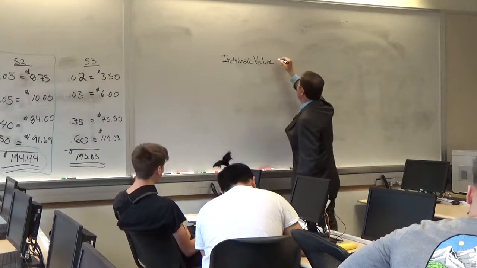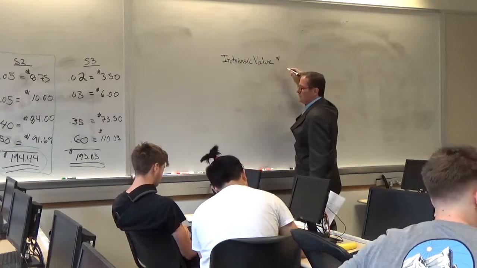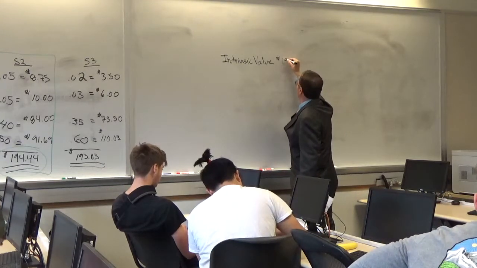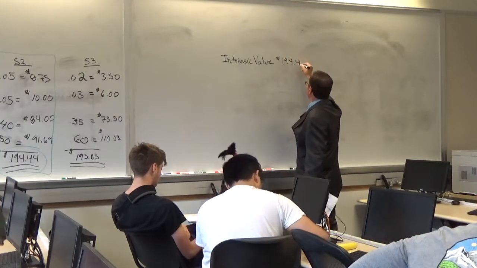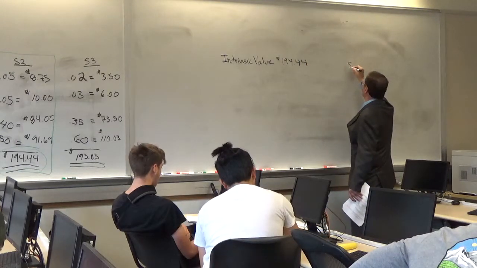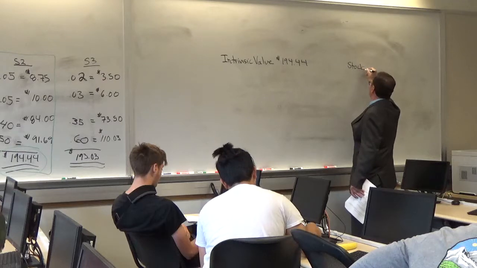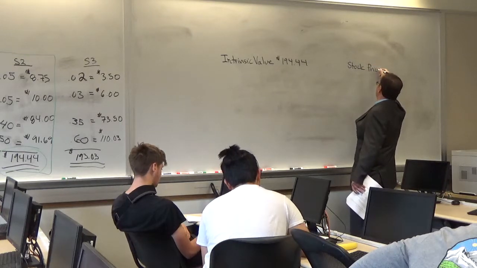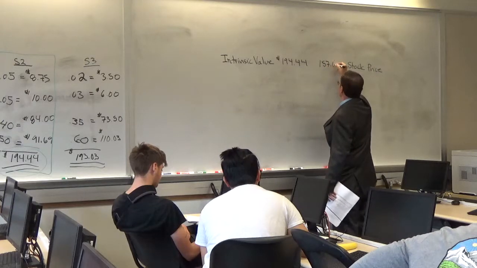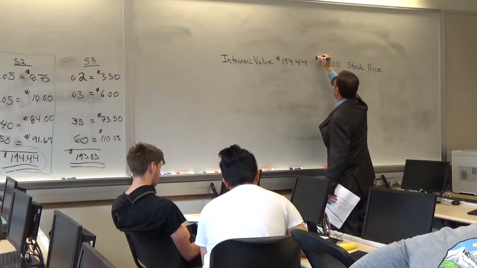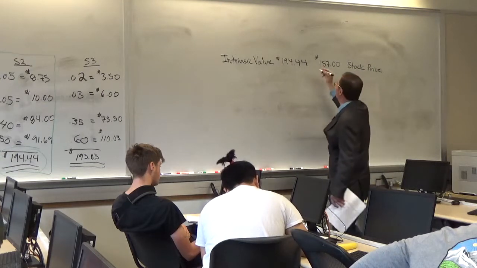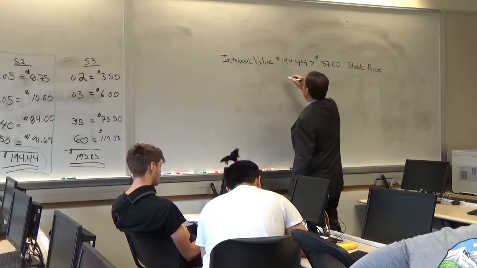Okay, what's the intrinsic value? 194.44. Got it. And then what's the current stock price? 157. Got it. Is the intrinsic value more or less than the current stock price? By how much? What's the premium?